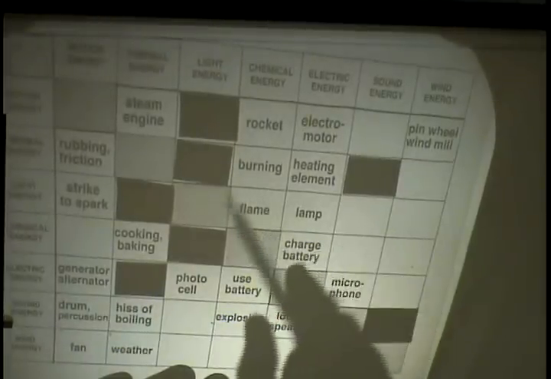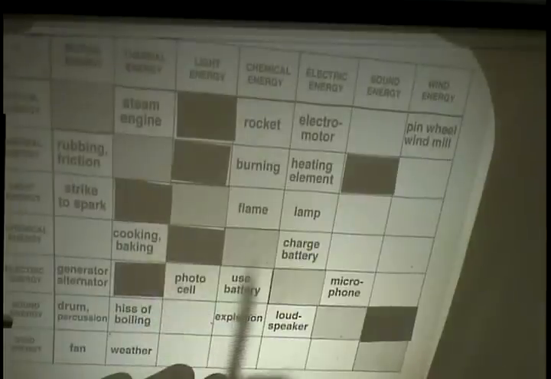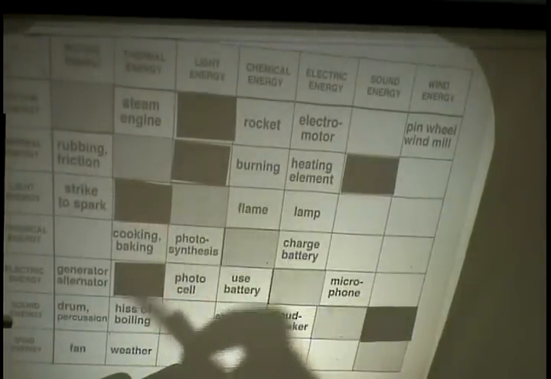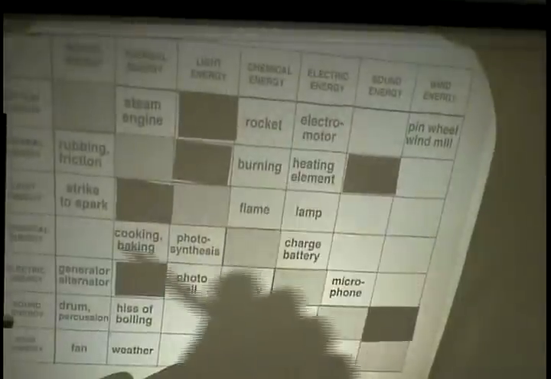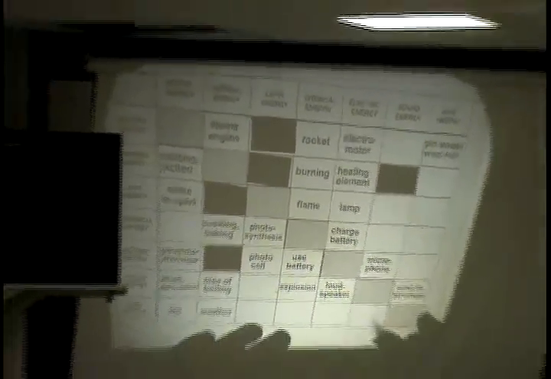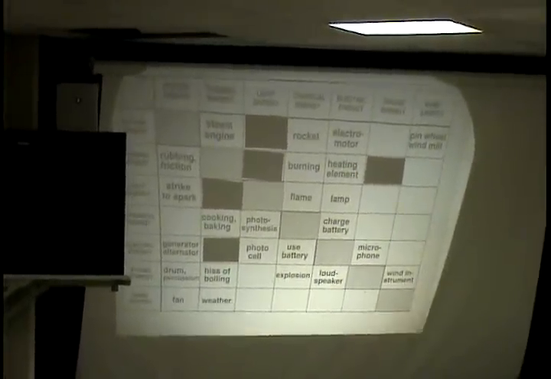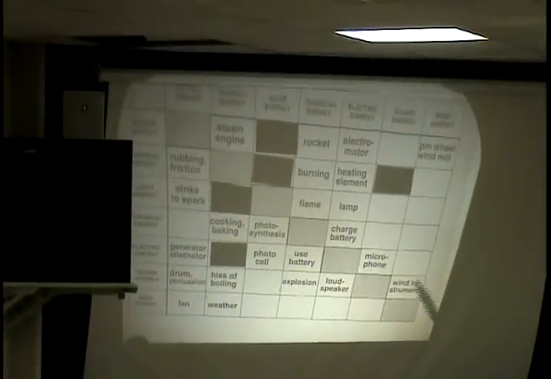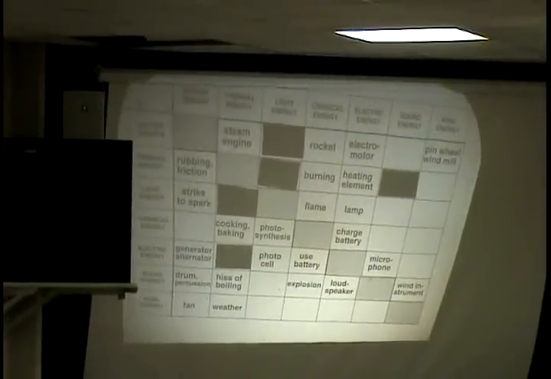And photosynthesis that the plants do is from light energy to chemical energy. That's where the light energy is stored. And coming up, wind instrument is an energy conversion from wind energy to sound energy.